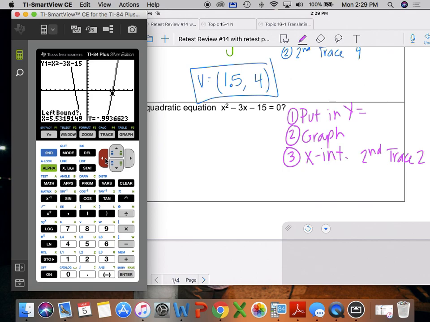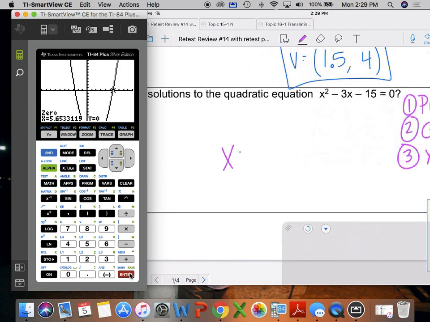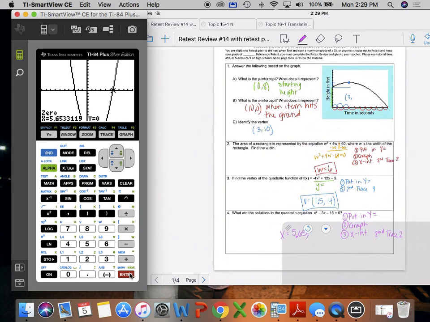That's about what I want. Move to the left, enter, move to what I want, move to the right, enter, enter. So, very ugly, but one of my x-intercepts is 5.65. Did it tell us what to round to? No, it did not.